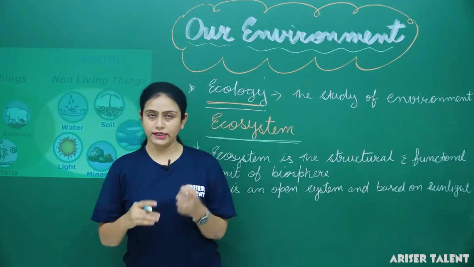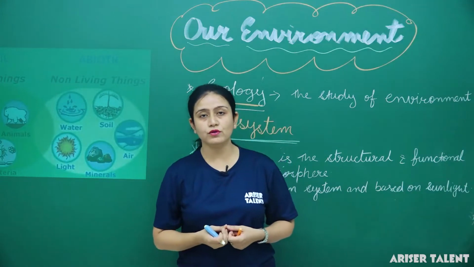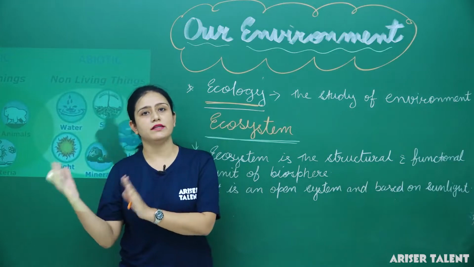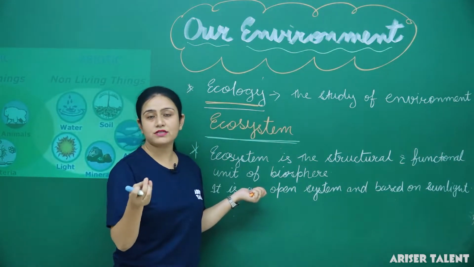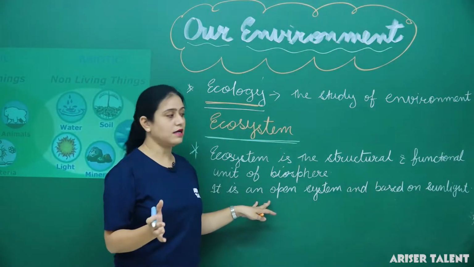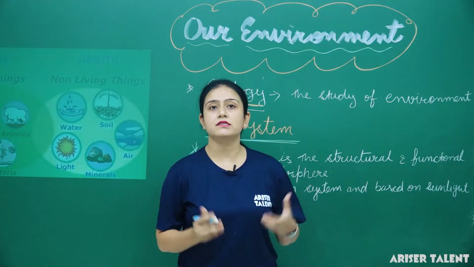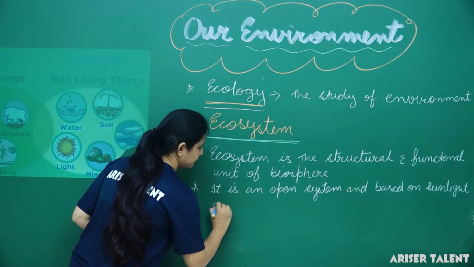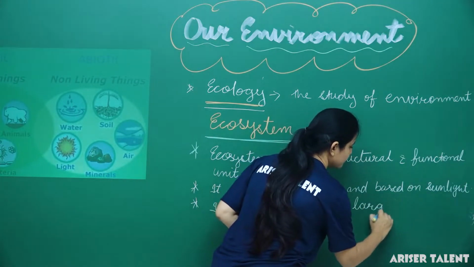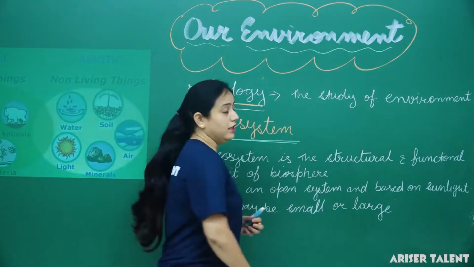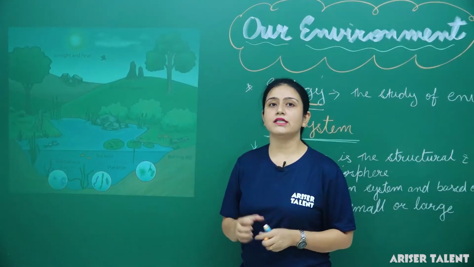How is it based on sunlight? I'll teach you everything in detail further: the sunlight reaches the earth's surface, and plants trap the sunlight and make food. Those plants are eaten by herbivores, and those herbivores are eaten by carnivores. So the sun is the main source of energy on the earth. The ecosystem includes both biotic and abiotic factors, and it may be small or large. So the ecosystem is the system in which all the biotic and abiotic factors influence and cooperate with each other, and then they function accordingly.